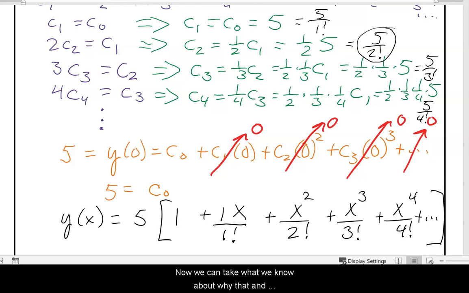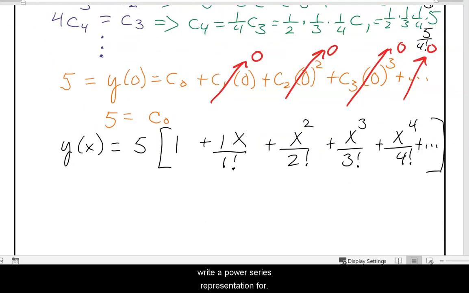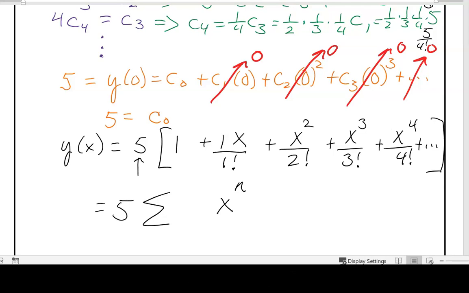Now we can take what we know about y of x and write a power series representation for it. In this case, the factor 5 is a constant and will not depend on anything. It can be brought completely outside the summation notation. On the inside, it looks like I am taking the variable x and raising it to the n power. To make it work for the first term, I need to start n at 0, and I'll go to infinity. There's no alternating sign, so I don't need a -1 raised to a power, but it does look as though the denominator should also be n factorial.